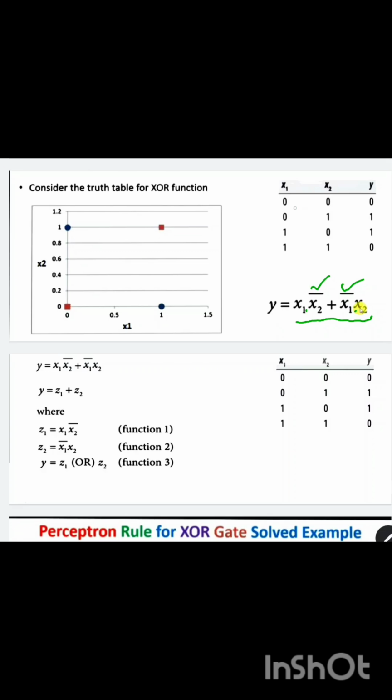Now let's see the inputs and how XOR actually works. In XOR, when the x1 and x2 value are same, we will get a 0. And you can see these two cases where x1 and x2 are 0, the output is 0. When x1 and x2 are 1, the output is 0. So when the inputs are same, the output is 0. And when the inputs are different, you can see these two cases where x1 is 0, x2 is 1, and x1 is 1, x2 is 0. When the inputs are different, then the output is 1. So we have to implement Perceptron rule for these.